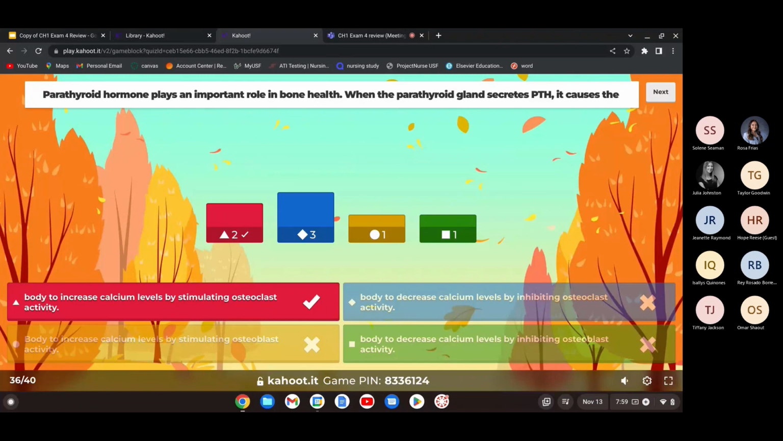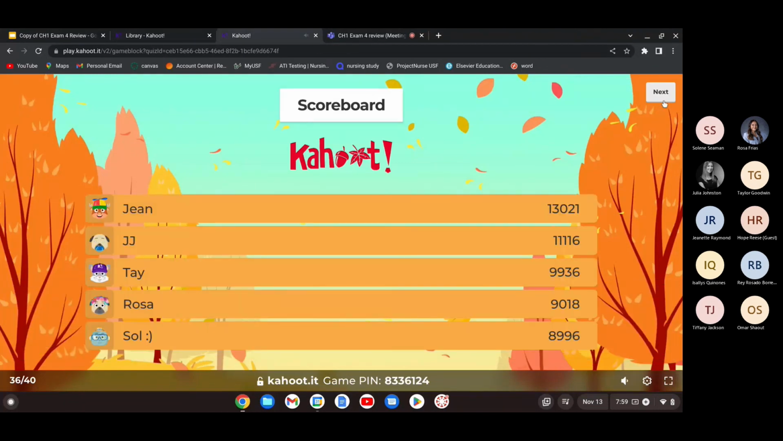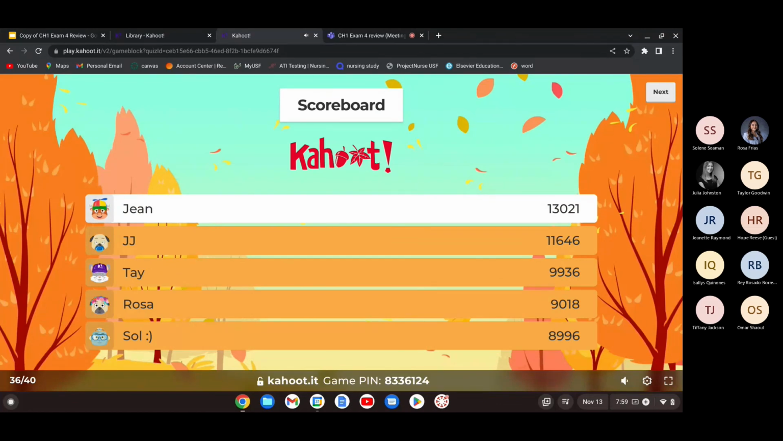How do we pull calcium from the bones? From osteoclasts. They help break down and pull calcium from the bone. Just trying to reinforce the osteoclast versus osteoblast. Our osteoblasts are our builders.